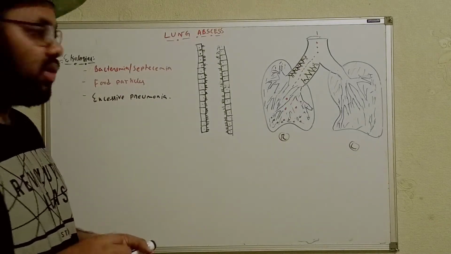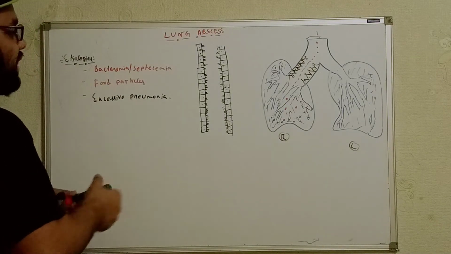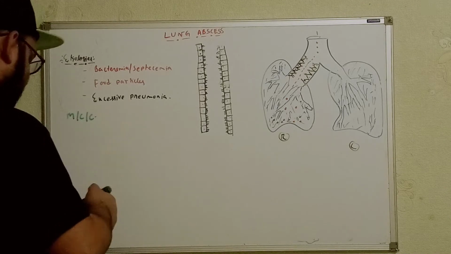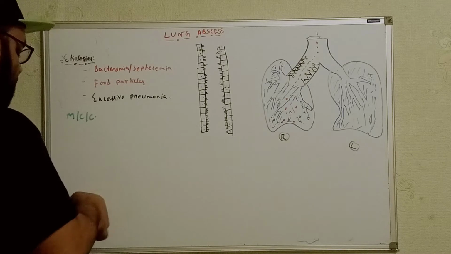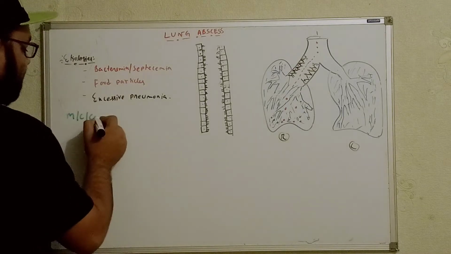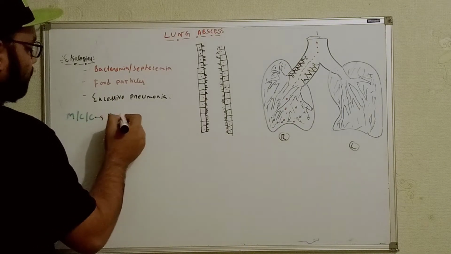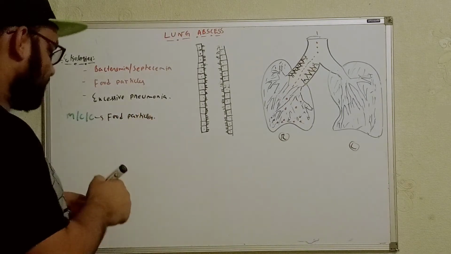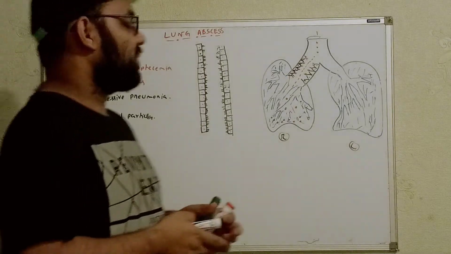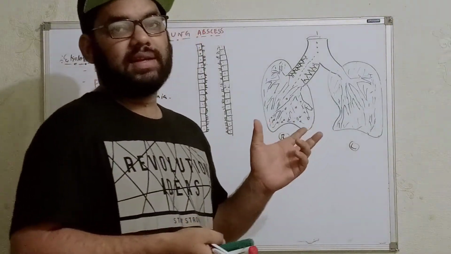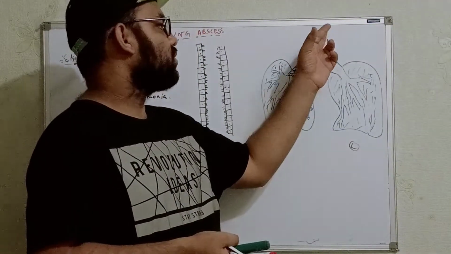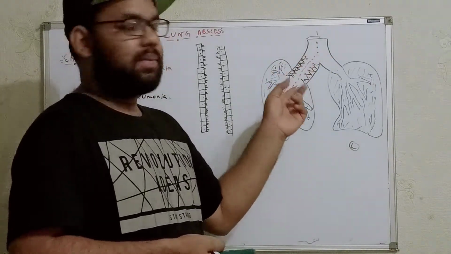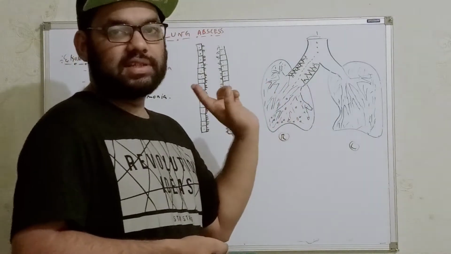But the most common cause of lung abscess will be food particles. Try to understand: any individual who is very busy and trying to eat very fast, sometimes the epiglottis is not closed properly. At that time, there is a chance for the food particles to go through the trachea, through the airways, ultimately into the deeper structures of the lung.